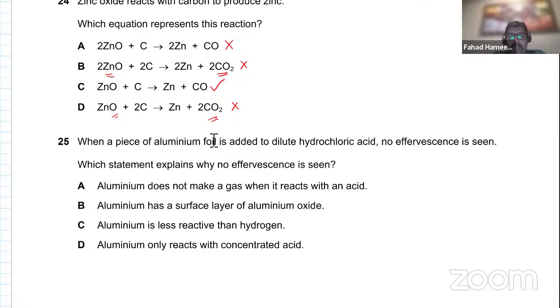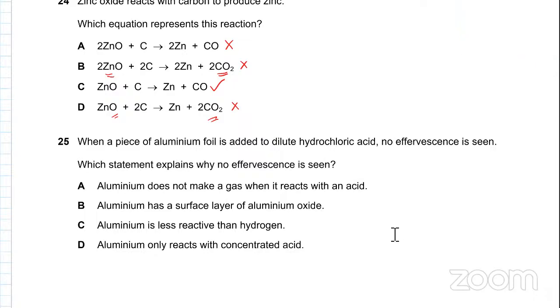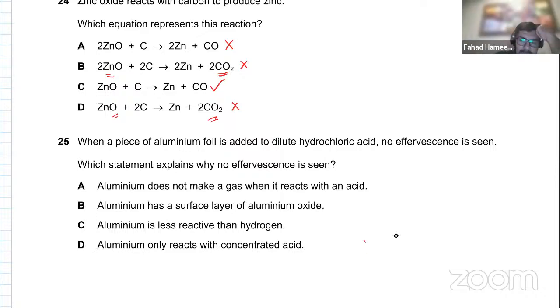When a piece of aluminium is added to dilute hydrochloric acid, no effervescence is seen. Why does aluminium not react with hydrochloric acid? That's what he's asking. It's A. Remember, aluminium is part of the reactive metals. It is supposed to react. K Na Ca, then Mg Al Zn Fe Sn, okay? Iron, tin. So it's supposed to react with hydrochloric acid, but it doesn't. So why is aluminium so unreactive?